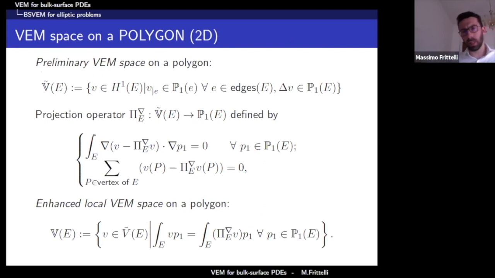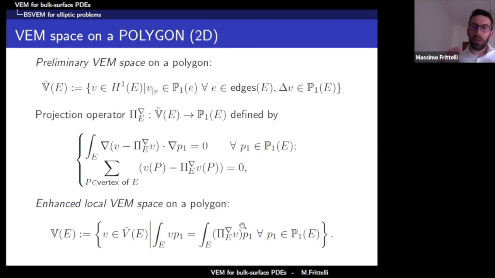I'm going to be very quick on this part because many of you have already seen the virtual element space. So I'm just going to recall that we use the enhanced virtual element space. We start from a 2D polygon, and we introduce this preliminary space made up of H1 functions whose Laplacian is a P1 polynomial and whose restriction to the edges is a P1 polynomial on each edge. Then we introduce the usual pi-nabla projection operator inside, and with this projection in hand, we can define the famous enhanced local VEM space on the polygon.